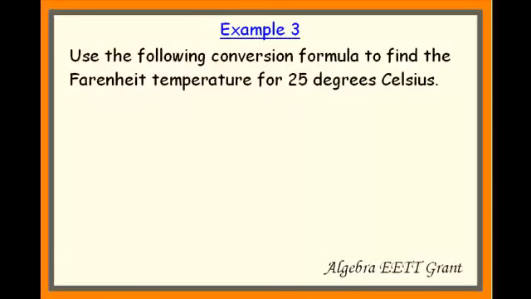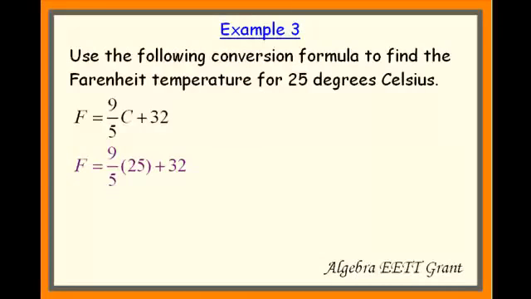For the following example, use the conversion formula to find the Fahrenheit temperature for 25 degrees Celsius. And that conversion formula is F equals 9/5 C plus 32. Now, how do I do a problem like this? Well, in place of the Celsius, we're going to put 25. So notice I put parentheses around it. Now it's just a matter of following the order of operations.